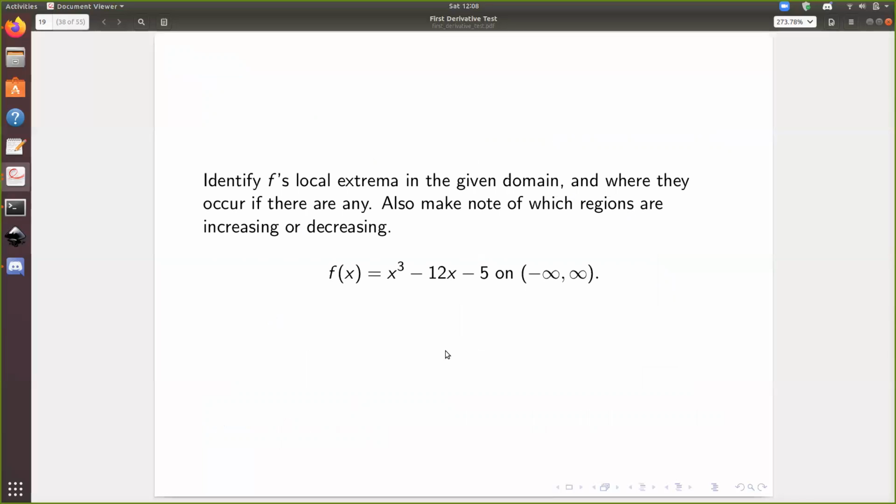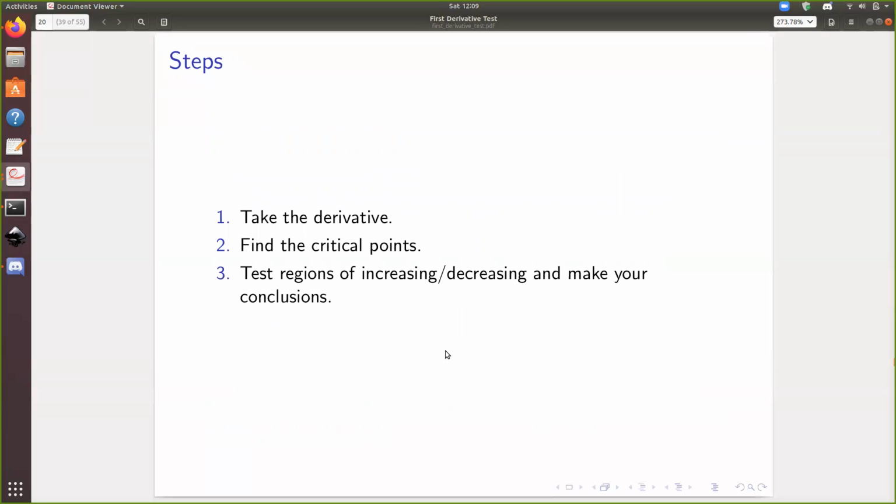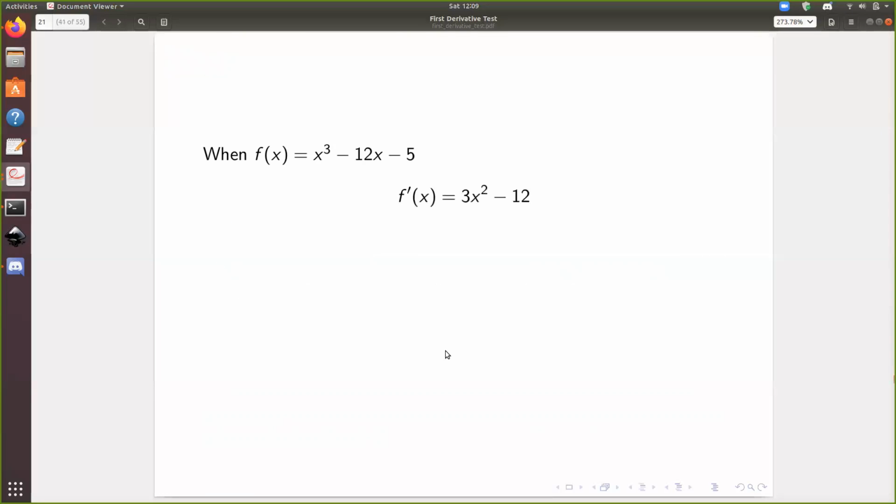Here we have f of x equals x cubed minus 12x minus 5 on the whole interval -infinity to infinity. This problem is actually going to be easier than the second problem we did because we don't really have to worry about any pesky endpoint calculations or definition issues. Really, it's just going to be a little more computationally intense than anything. And that's not a big deal once you're used to it. So here are our steps. Take the derivative, find the critical points, and then test the regions of increasing/decreasing, and we'll make conclusions.